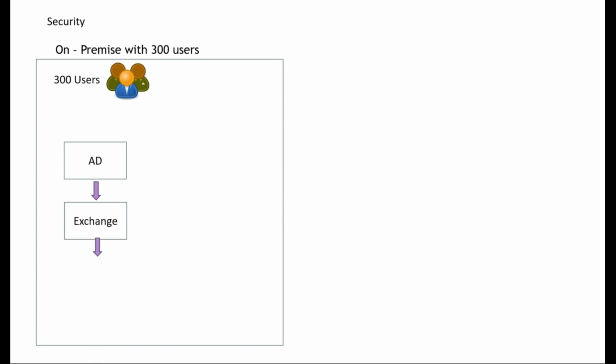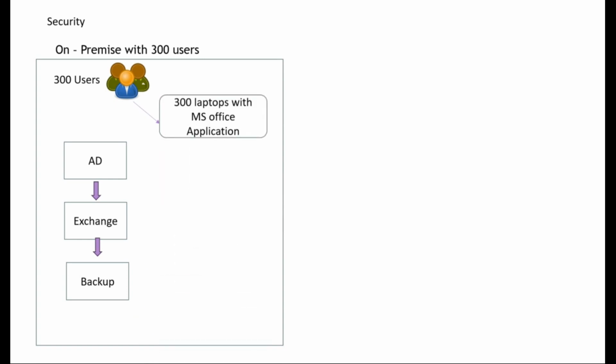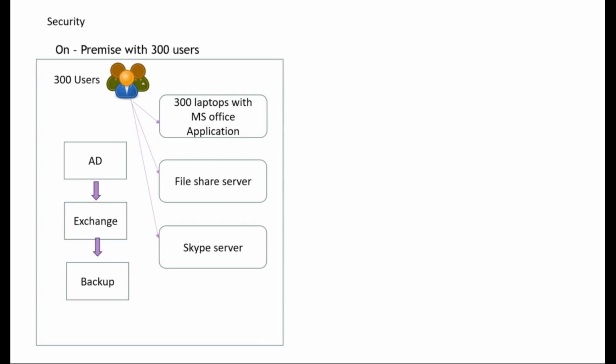For safety purposes, we have to take the backup of these 300 users' mailboxes, so that in any case, we can restore that. So a backup server is required in the on-premise scenario. And 300 users require a laptop. For normal office applications, we require MS Office to be installed on all these laptops. So we require 300 MS Office licenses. If the users want a drive to share their data, to save their data, we require a file share server. And for communication purposes, to conduct meetings, we require Skype server. And in a little more advanced way, we require a SharePoint server. And many other applications and servers are required in the on-premise to manage all the IT needs in the organization.